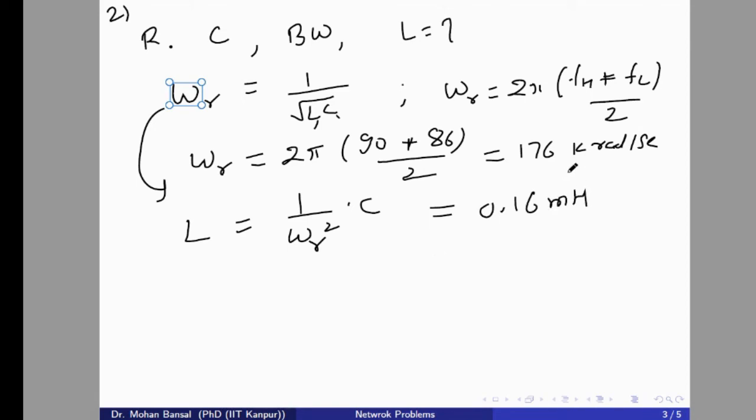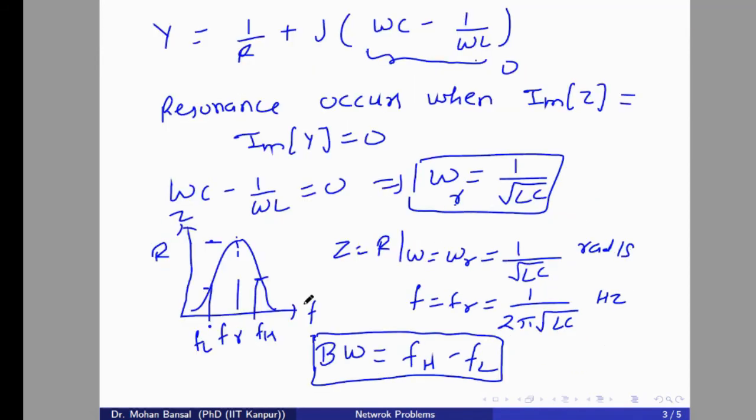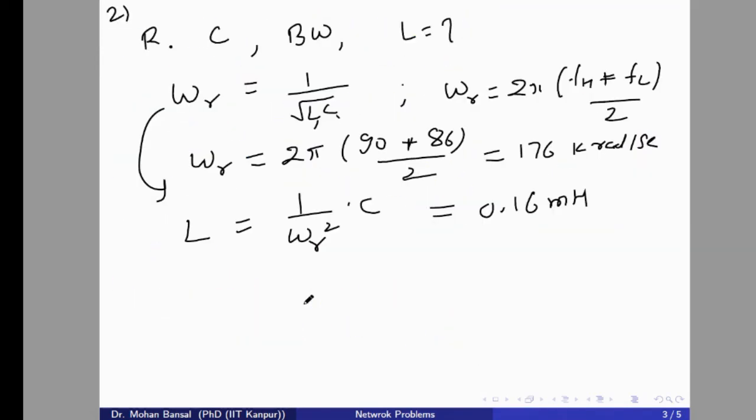In the options, we will see what options are given. Option C is correct, 0.16 millihenry. Now the third problem, we have to compute the quality factor. For the third problem, let's see what we require. We have all the information: the value of R, the value of L, the value of C, the value of bandwidth, we know the value of omega R, and what we have to compute?